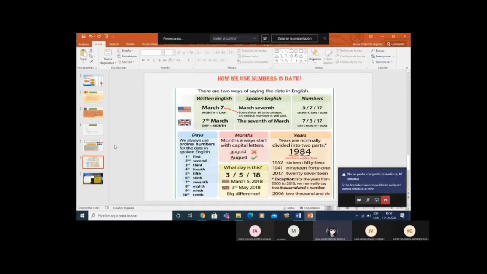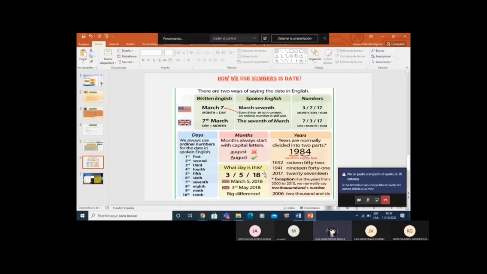Okay, I'll explain how we use numbers in dates. When we are referring to a specific date in the month, day, and year format, we use cardinal numbers, for example 1, 2, 3, rather than ordinal numbers, first, second, third. This part my classmate explained before. And this method is counterintuitive because we normally use ordinal numbers when we speak of dates.